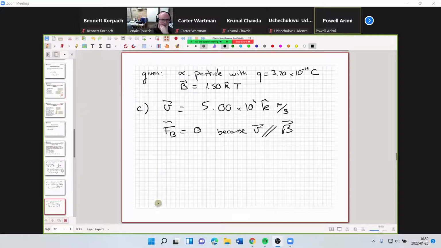When FB equals 0, do we have to give an explanation in the answer? Yes, you have to say because V is parallel to B. Okay.